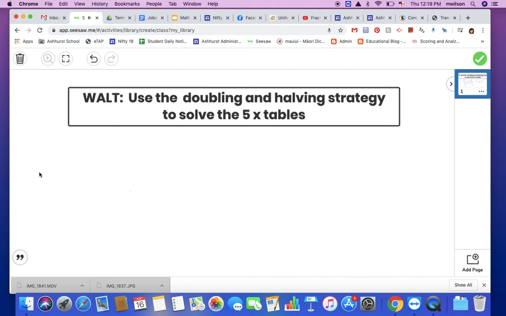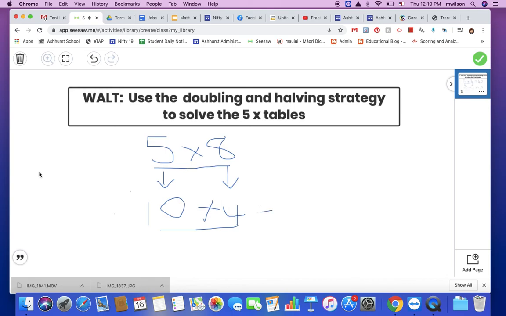And let's have a look at one more example. So another 5 times table. This time I'm going to do 5 times 8. I don't know the answer to that instantly, but if I double the 5 and make it 10, and if I halve the 8 and make it 4, 5 times 8 is the same as going 10 times 4, and I know that 10 times 4 equals 40. So 5 times 8 must also equal 40.